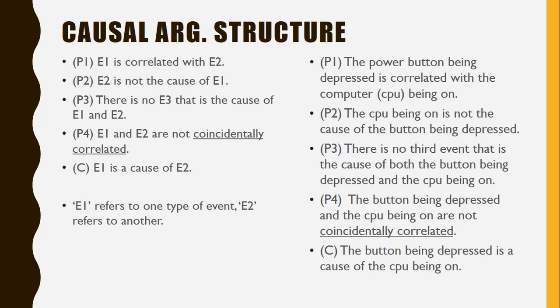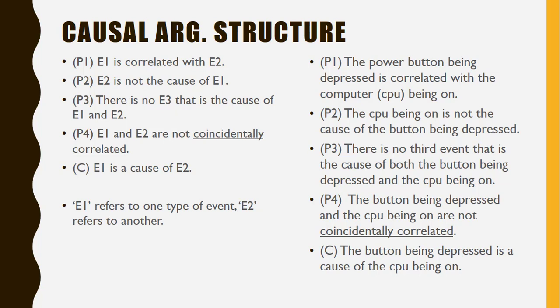As we sneak down and look at the conclusion of this argument, we see that the conclusion is that E1 is a cause of E2. So in order to help justify this causal conclusion, after correlation, we need to establish what's stated in the second premise, that E2 doesn't cause E1. Because when you have correlation, it could be the case that E1 causes E2, or perhaps E2 causes E1. So P2 eliminates the possibility that E2 causes E1.